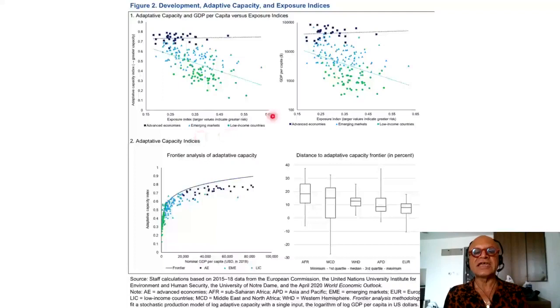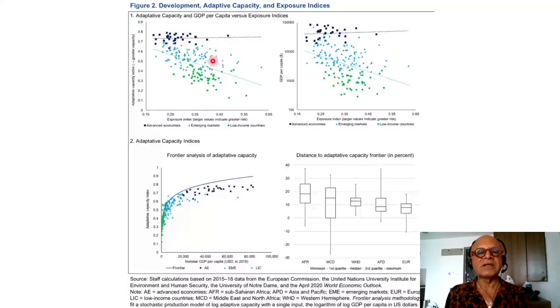Large values indicate greater risk, so it goes from 0.15 to 0.65 here. And we are looking at adaptive capacity index, again another index that indicates how capable you are of dealing with the perturbation once you are exposed to a particular climate hazard. So advanced economies here, obviously their adaptive capacity is not so dependent on exposure index. Even as exposure larger values indicate greater risk, they are not so affected.